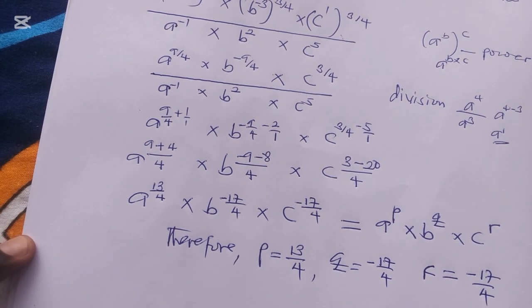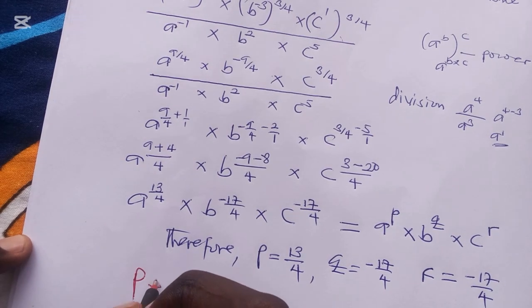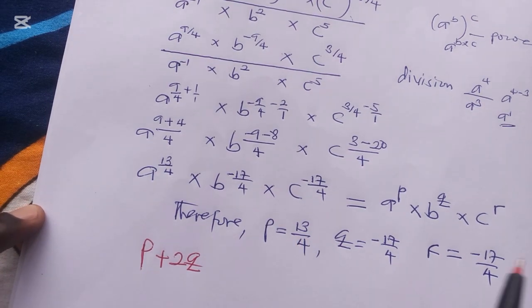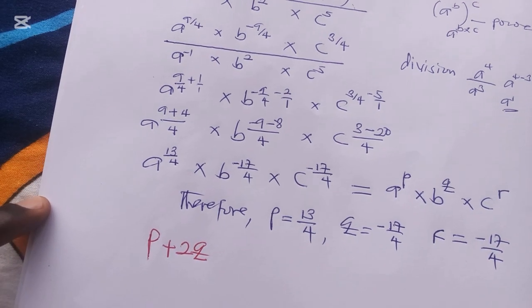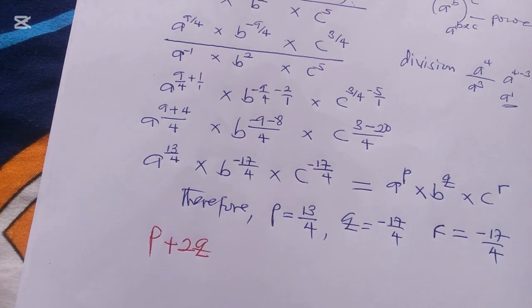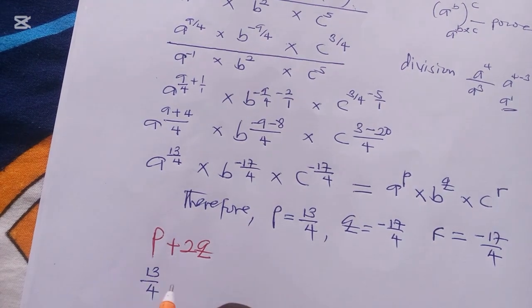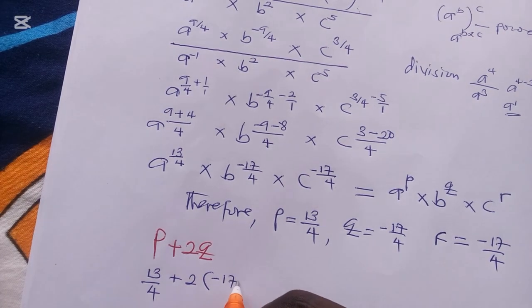So now, the question says we have to find the value of p plus 2q. We have to find p plus 2q. This is what we have to find. But we know p is given as 13 upon 4. We substitute now right away. If we are substituting, we have 13 upon 4 plus 2 into, what is q? We know q is given as minus 17 divided by 4.